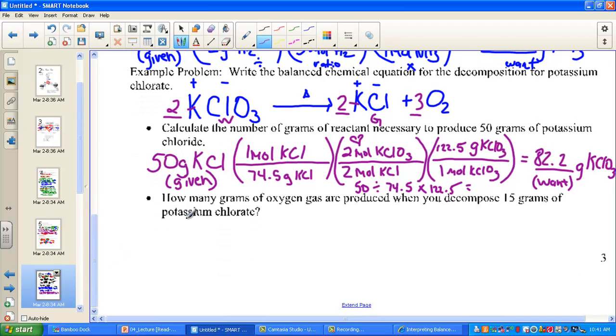Let's work this last problem together on this page. How many grams of oxygen? So this is looking like our want. We want to calculate mass of oxygen. Are produced when we decompose 15 grams of our reactant, potassium chlorate. Our given quantity is a mass of potassium chlorate.